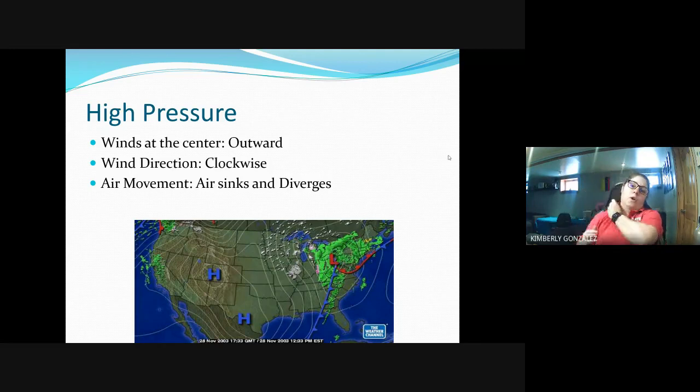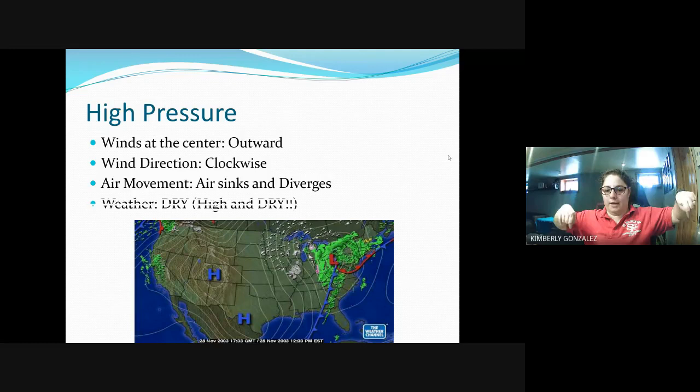So you have to memorize which ways that high pressure and low pressure systems actually move. The fact that it's high means it's going to move outward and clockwise. During this time, you're going to have dry weather.